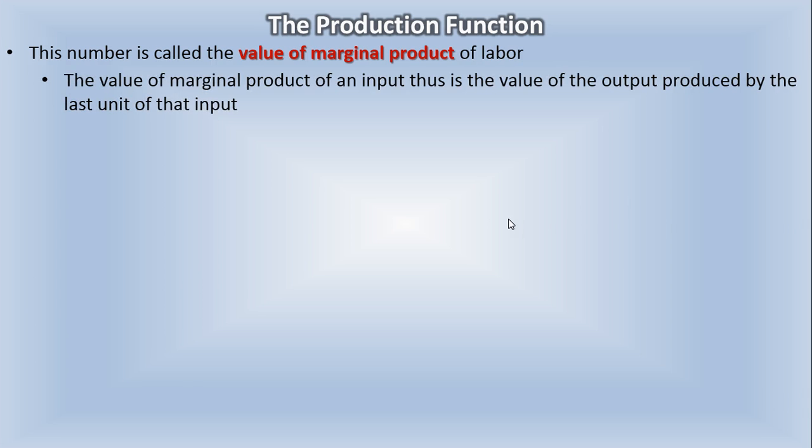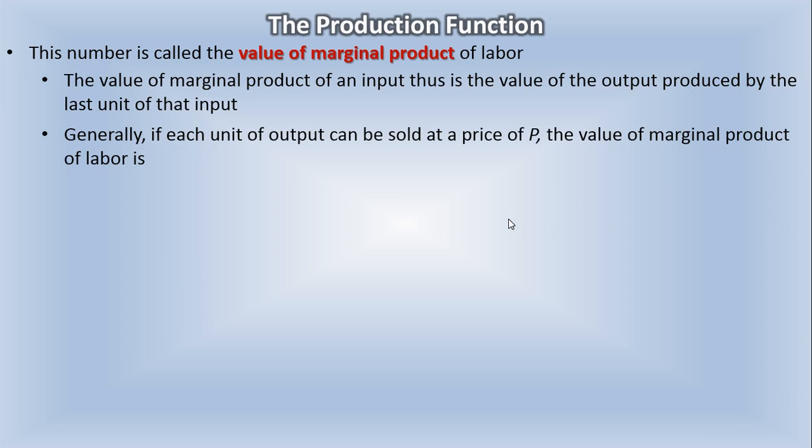The value of the marginal product of an input is the value of the output produced by the last unit of that input. Generally, if each unit of output can be sold at a price of P, so let's take a general case out of that specific $3 market price and just say there's some price that the goods can be sold at. The value of the marginal product of labor, denoted VMPL, equals the price of the output times the amount of output produced by employing one additional unit of labor, also known as the marginal product of labor.